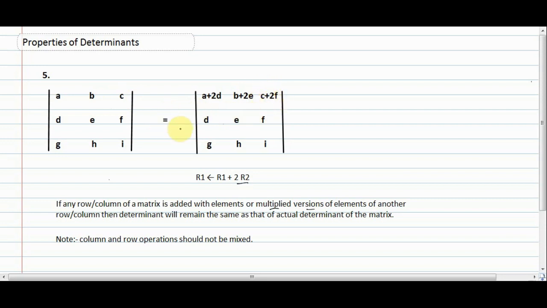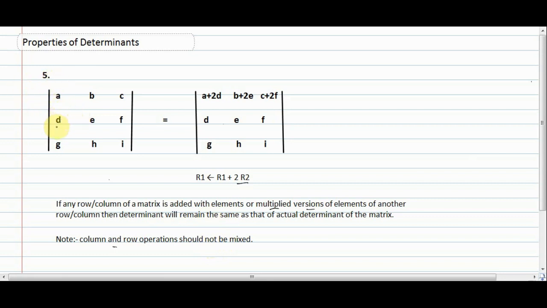So property number 5 says that even if we do such a row operation, the resulting determinant value is same as that of the determinant of the actual matrix itself. So here there is a constraint. We should not mix column and row operations. Row and column operations should not be mixed. If we mix them, the value of the determinant is going to change. So if we are not mixing up column and row operations, and if we are doing either row operations alone or column operations alone, then determinant value will be same as that of the actual matrix. So that is what property number 5 says.